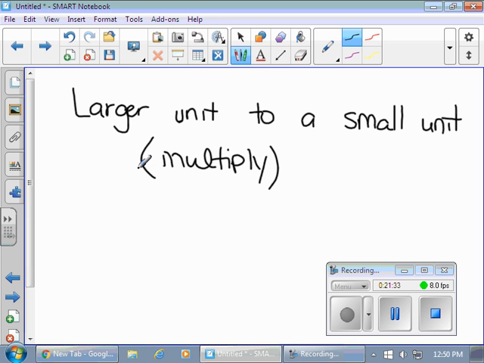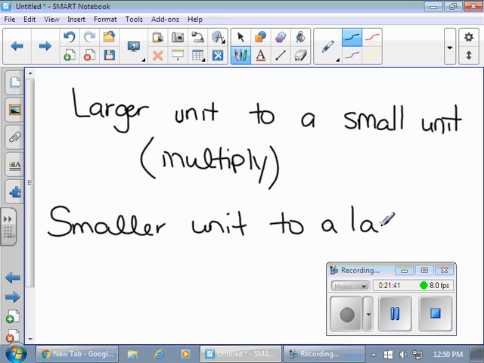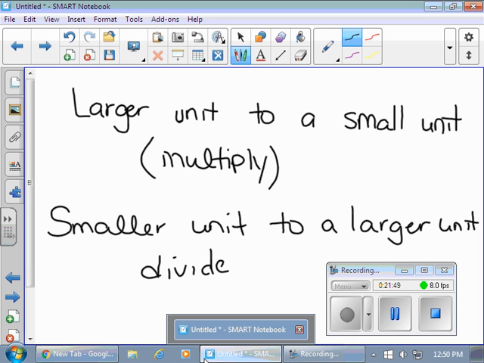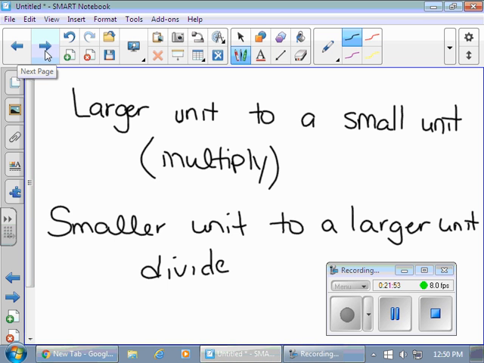So what do you think is going to happen if I go from a smaller unit to a larger? You're going to divide. And now we're going to do one of those. Okay? Very good.